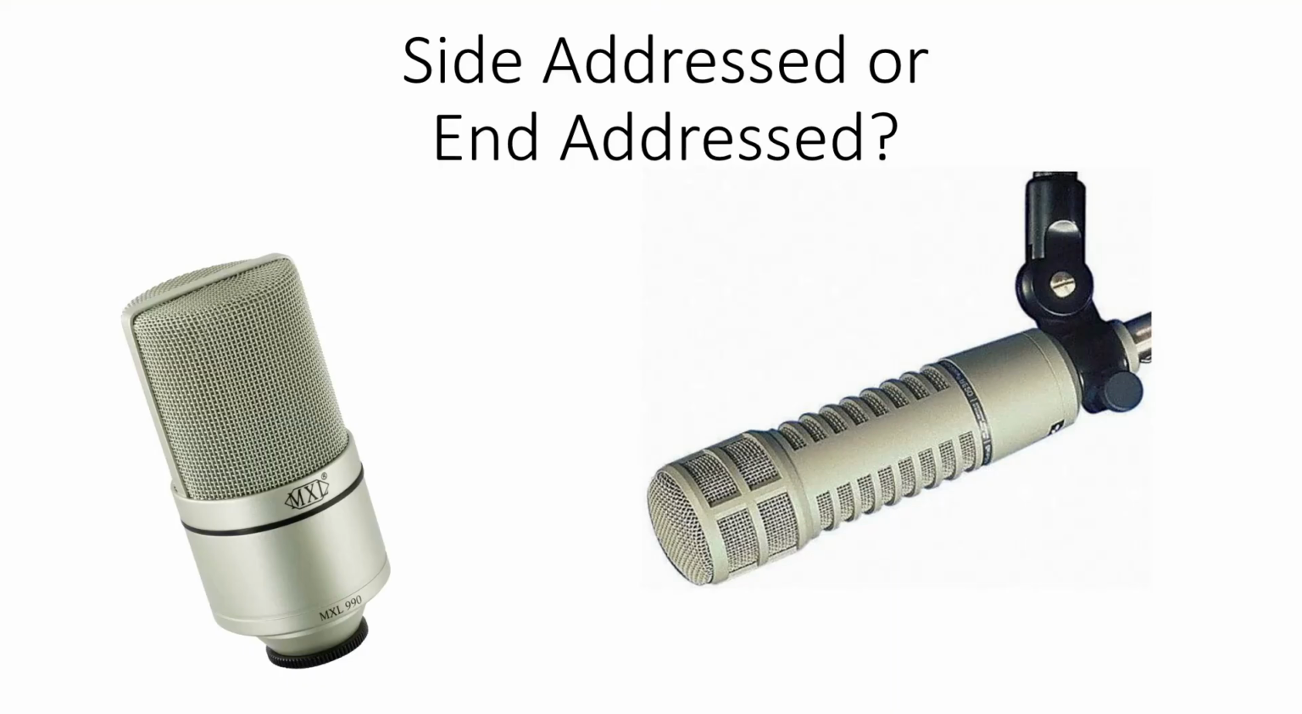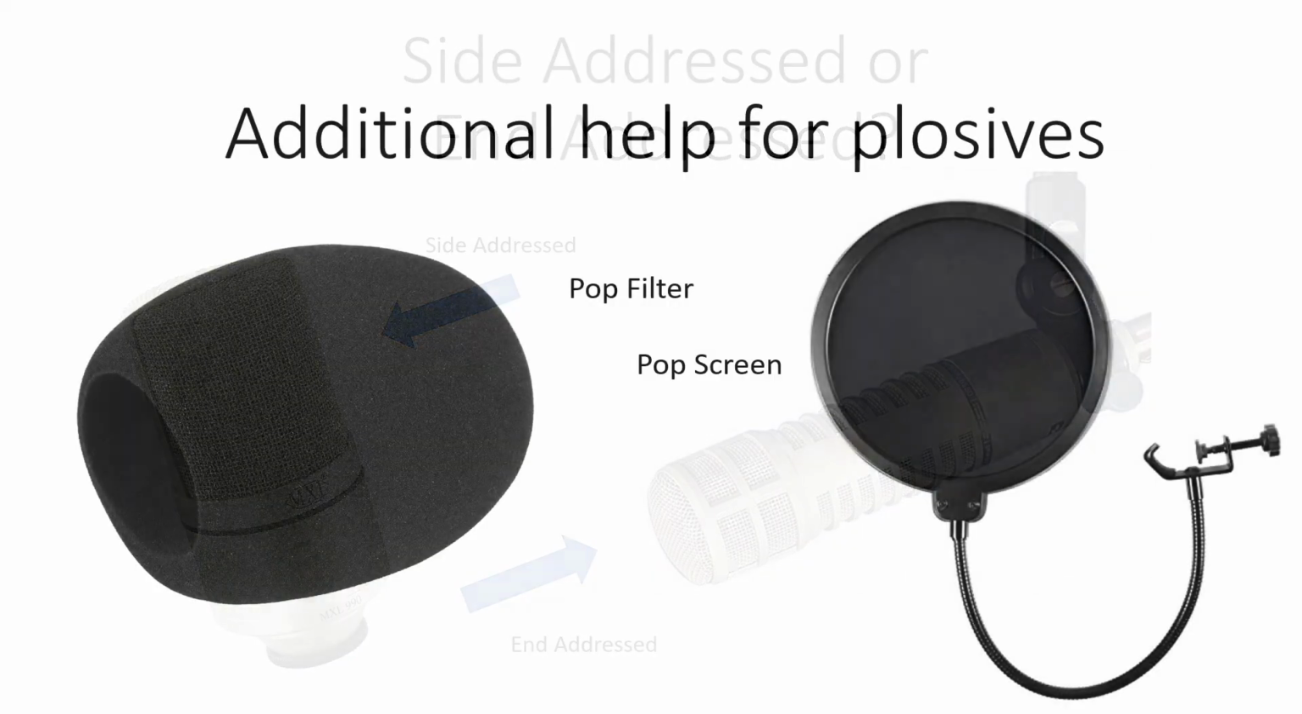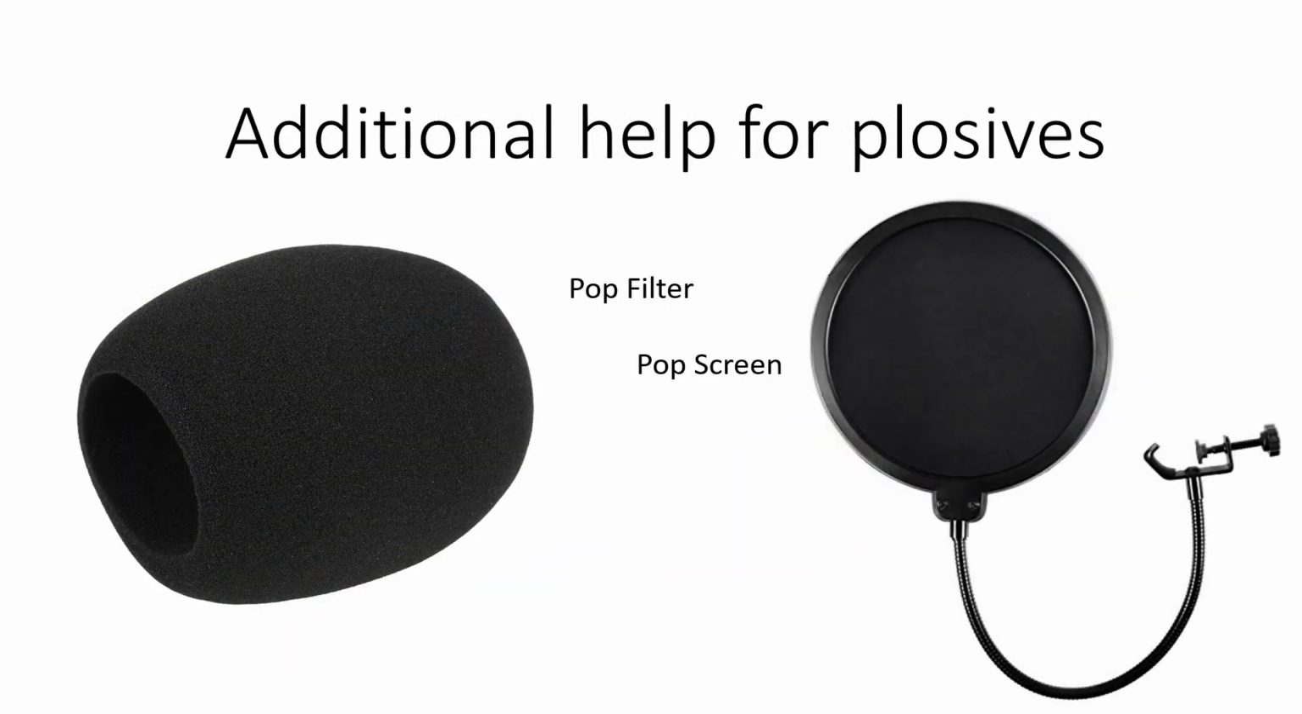In order to avoid directing the wind stream directly at the diaphragm, we need to know where the diaphragm is. Is it side addressed or is it end addressed? On the left, we have the MXL 990, which is a side addressed mic, and on the right is the RE20, end addressed. Some additional help for plosives, you can use a pop filter or a pop screen.